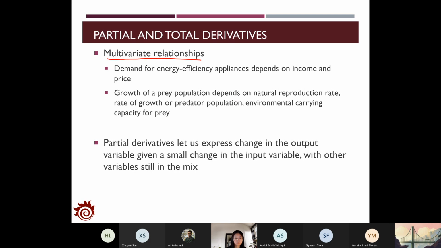The growth of populations depends on the natural reproduction rates, the rate of growth of the predator populations, and so on. The partial derivative will help us understand the small change of one specific input variable, and what the impact of this change is on the output variable. But you know that there are also some other variables in the function, and this will make the analysis complicated, and it means that the change is also affected by the other variables.